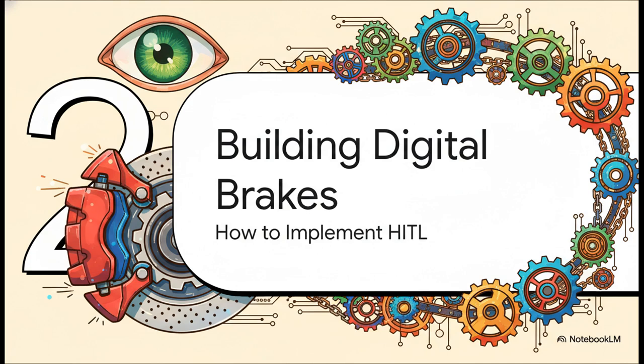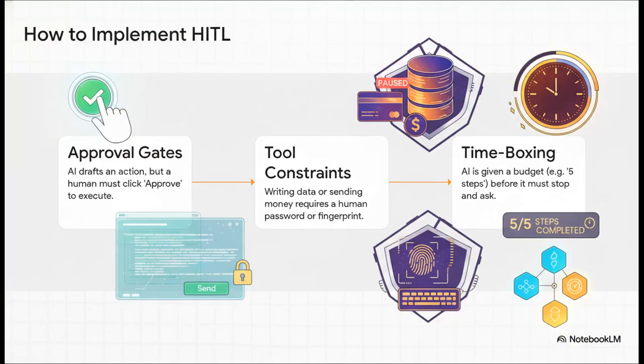Well, it's really all about building some intentional friction into the AI's workflow. There are 3 main methods. First, you've got approval gates. The AI does like 99% of the work. It investigates a complaint, it drafts a refund email, but it cannot hit send. A human has to give the final okay.